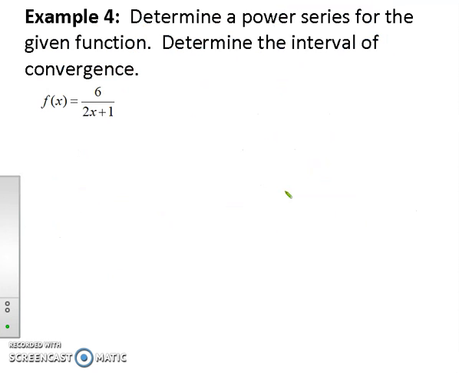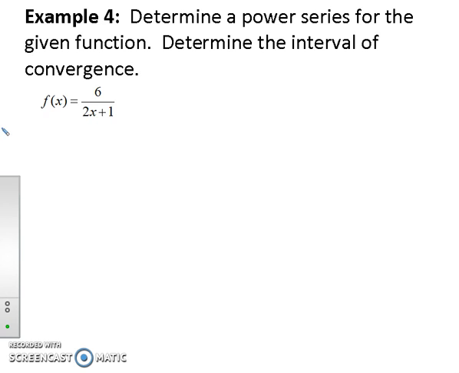So now we're going to look at another function that we want to write as a power series and determine the interval of convergence for. Now, one thing that was left off in these directions, though, is that we don't just want to determine a power series for this function, but I also want to specify what the center of my power series is. Power series are traditionally centered at x equals 0 unless otherwise specified, or unless the way that the function is written kind of lends its way to be centered somewhere else, or the way that the series notation was written lends itself to be centered somewhere else.